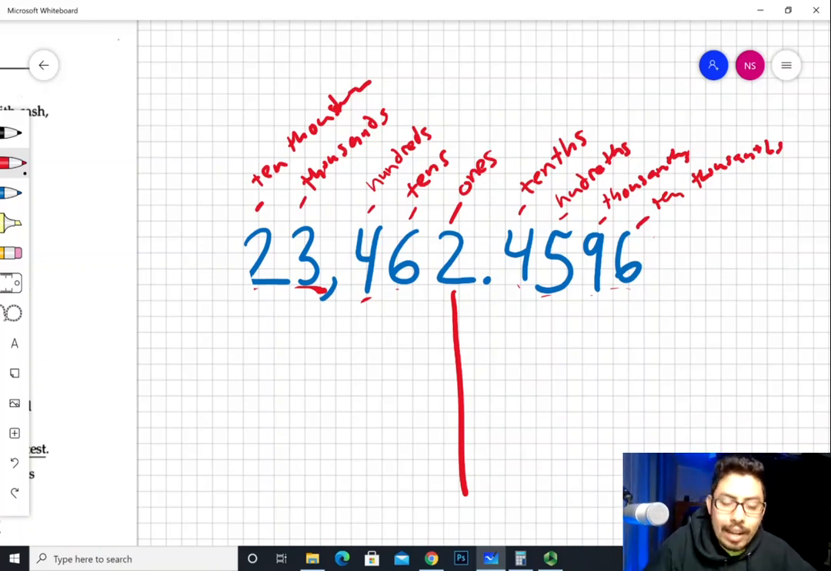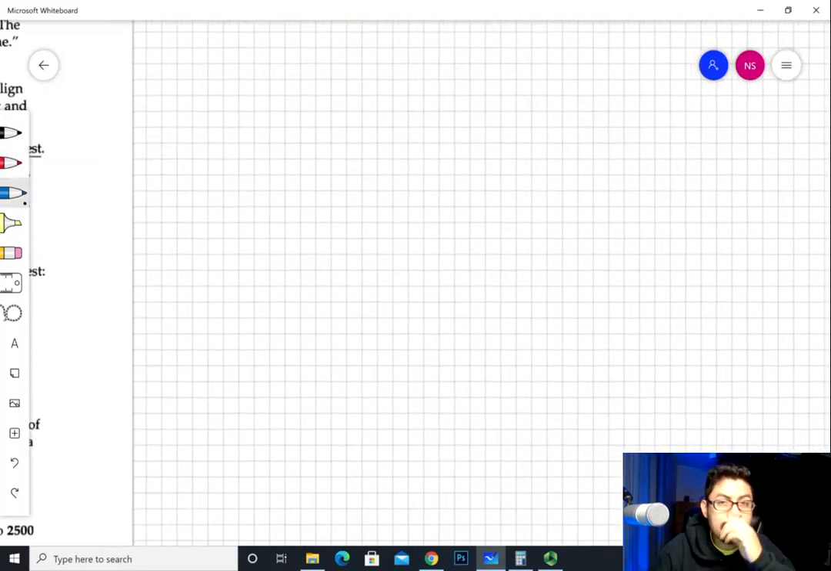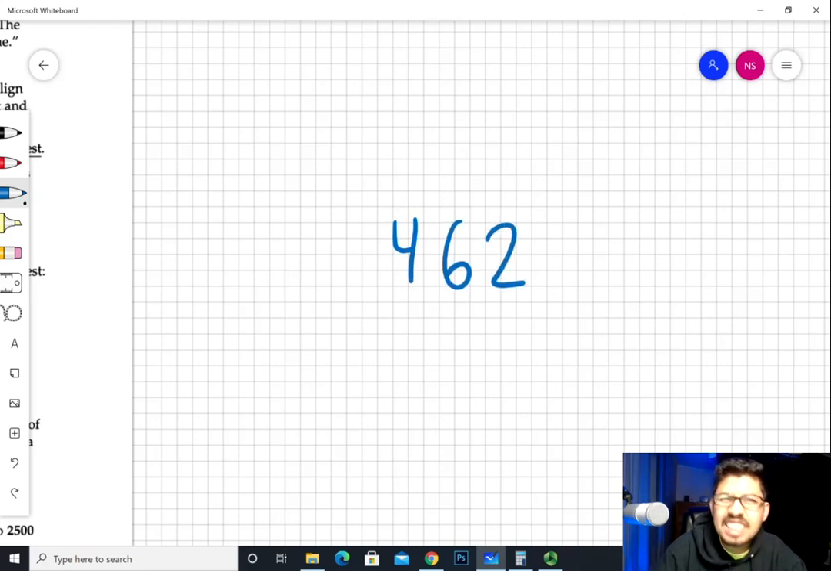Now we get into rounding. Now we're gonna come back to my example, my long, big 23,462.4596 number example, but we're just gonna stick with simple ones for now for the rounding process. Let's say we're given 462. Well, let's stick with the whole number first.